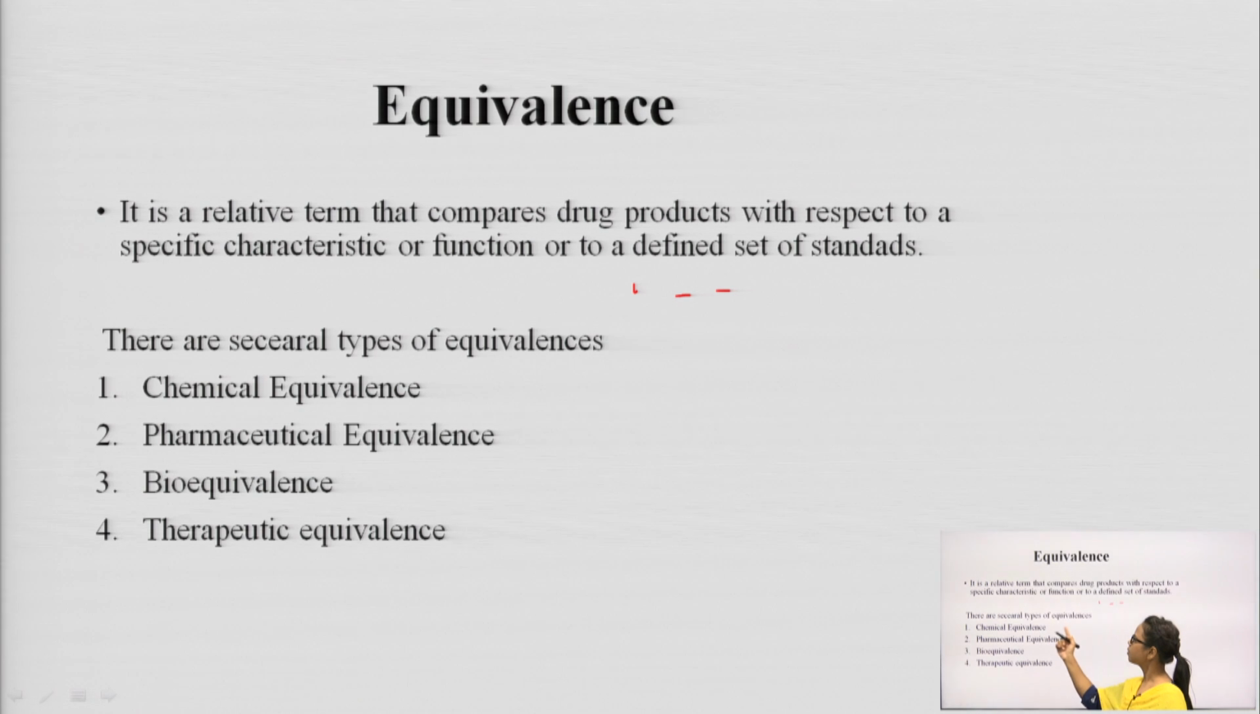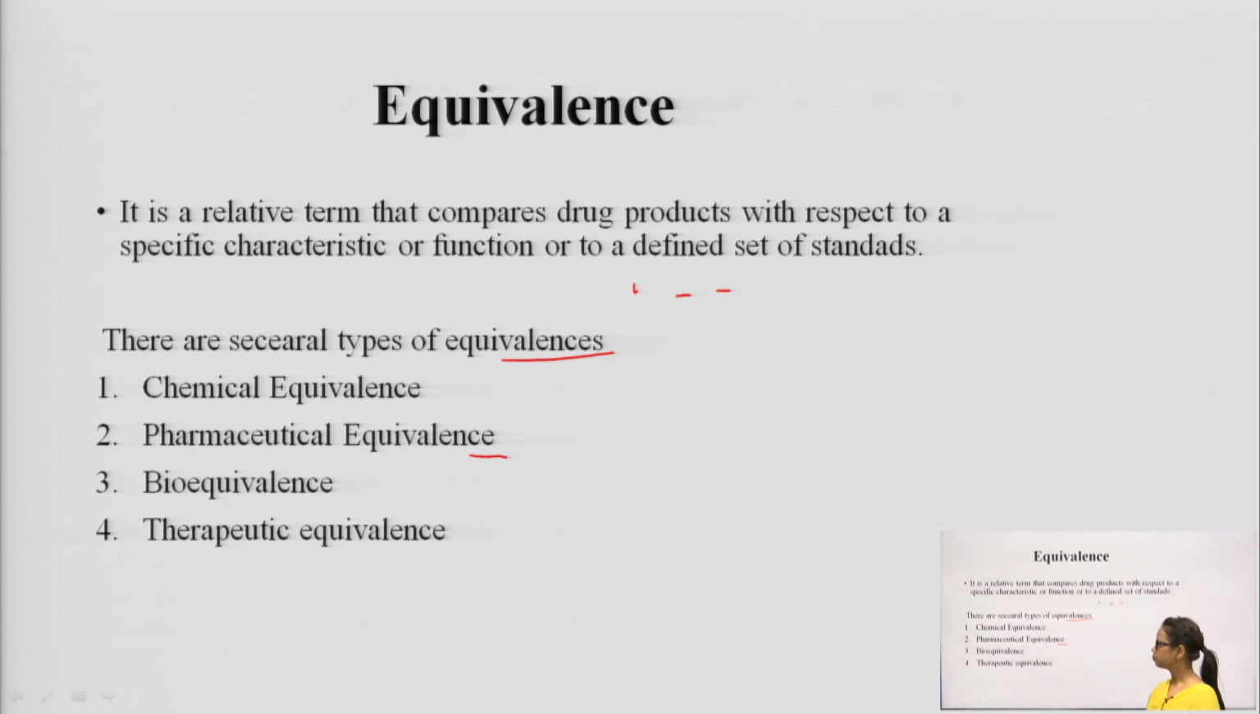Next, there are several types of equivalences, several types of comparisons. Number one is chemical equivalence, second is pharmaceutical equivalence, third is bioequivalence, fourth is therapeutic equivalence. Here, what is pharmaceutical equivalence?